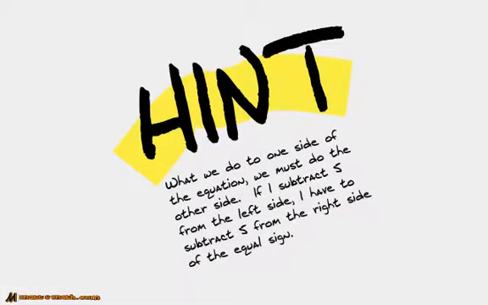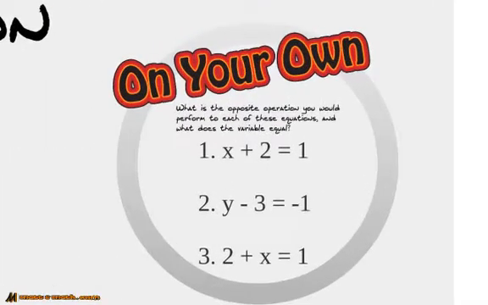What you do to one side of the equation, you must do to the other side. If I subtract 5 from the left, I have to subtract 5 from the right. Just like if I give one of my friends $5, my other friend's going to be like, where's my $5? You got to give it to them too in order for you to be fair. Okay? Why don't you try these? What operation are you doing to the variable, and what operation would you do to get rid of that?